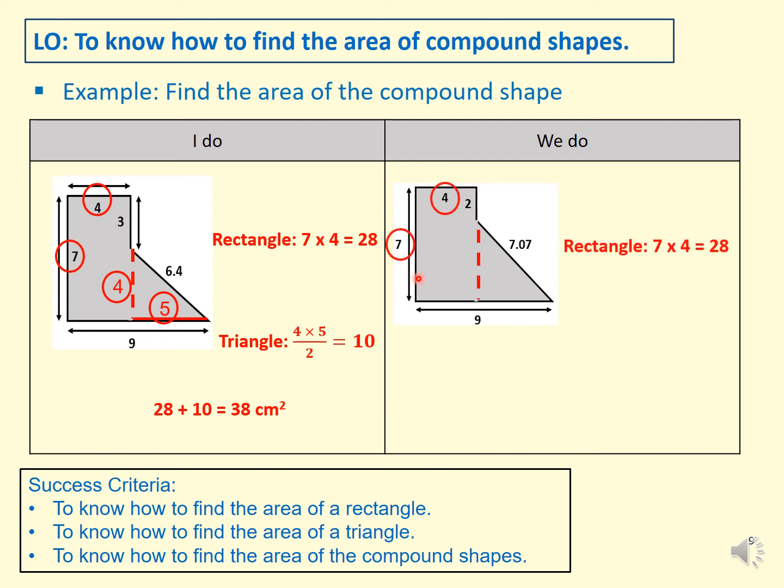For the area of the triangle, again, make sure you're using 2 perpendicular lines, which make the 90-degree angle. So I have one line in here and one length in here.